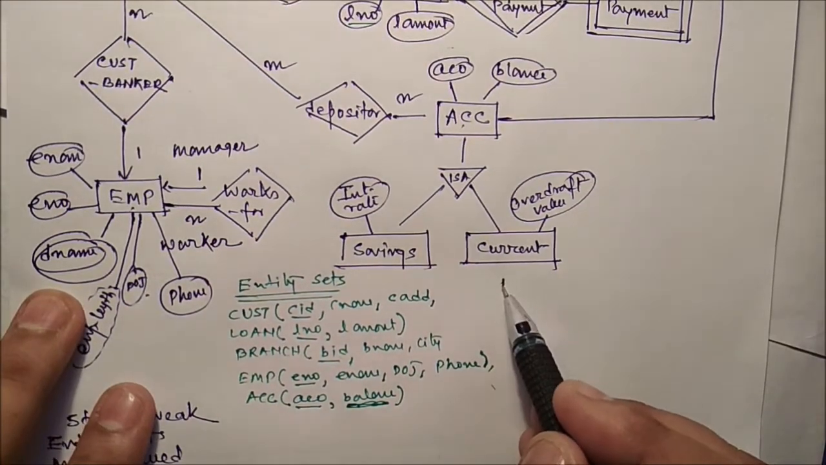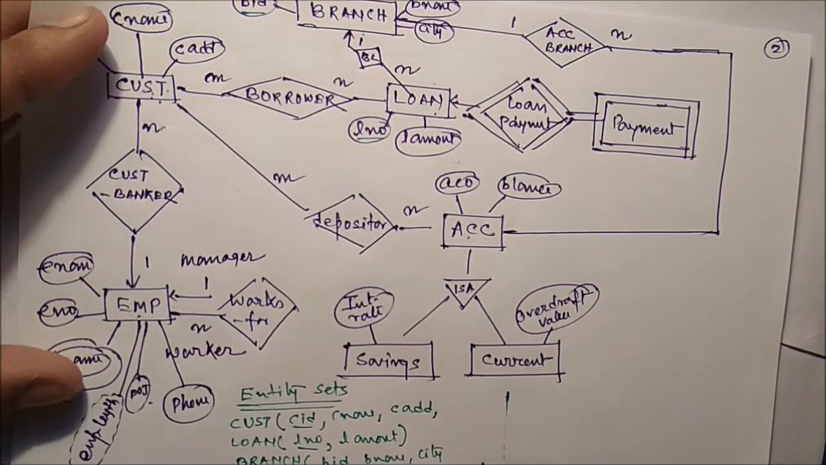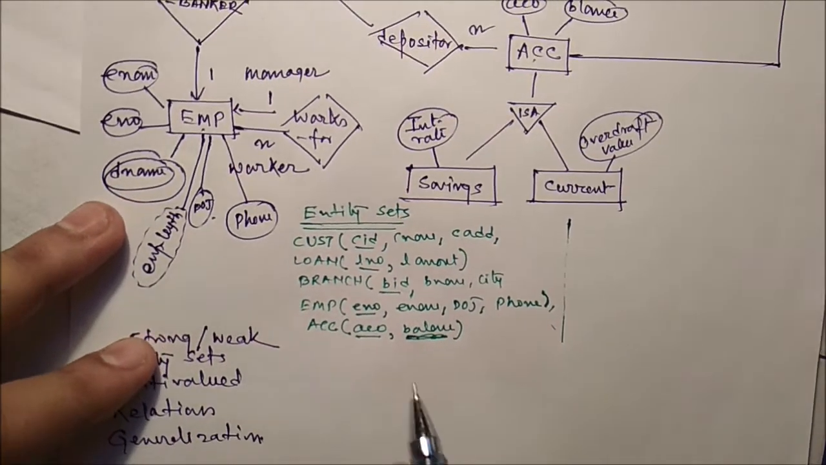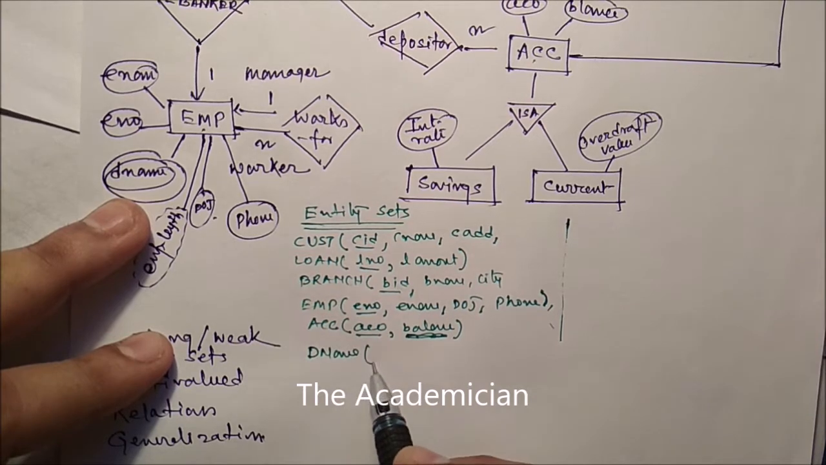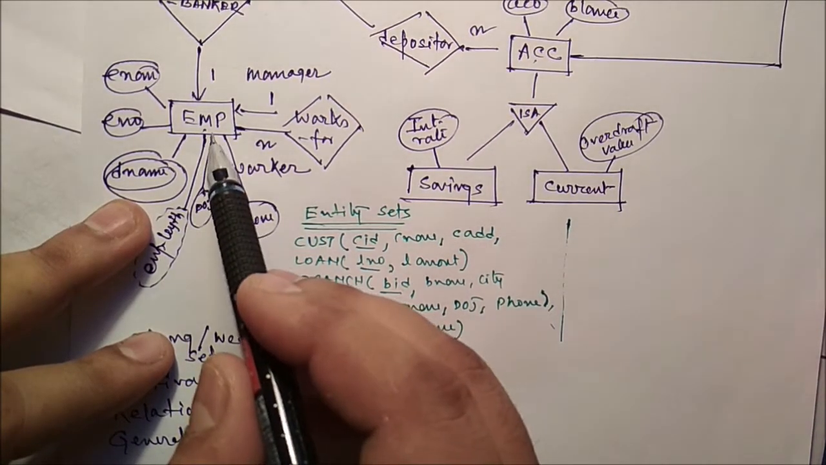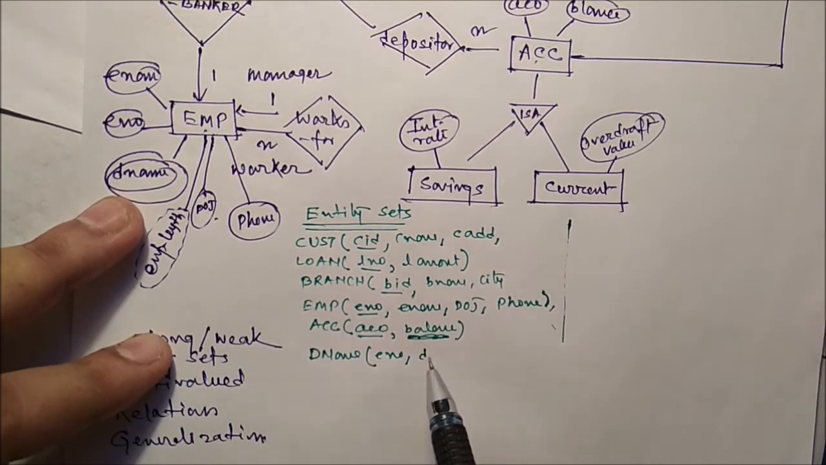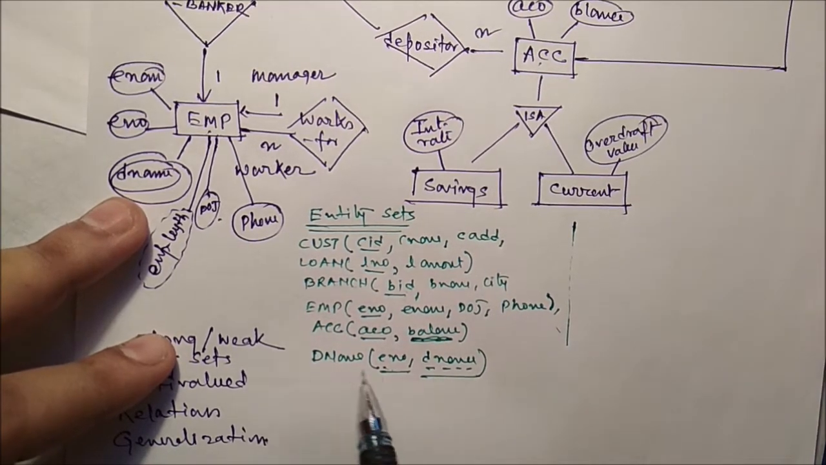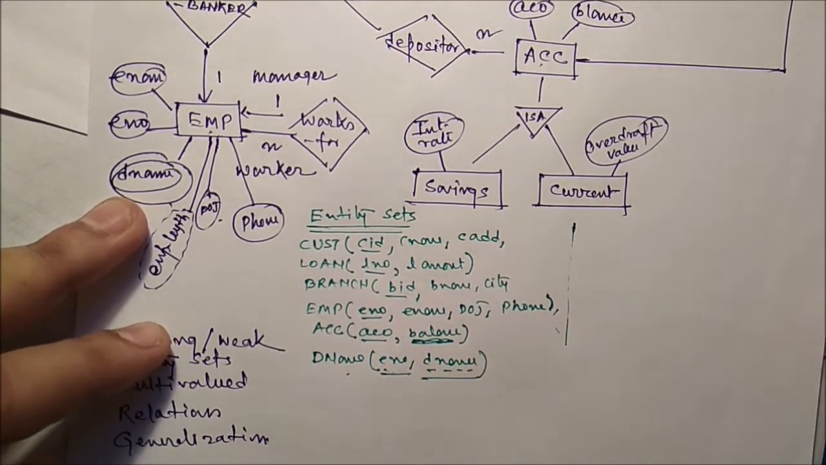Next we discuss composite attributes and multivalued attributes. There is no composite attribute, but one multivalued attribute is there, that is dependent name. So we need another table for the dependent name. Here you have to put the primary key of the employee, that is employee number, and dependent name is a partial key. Together they form a key. So for a multivalued attribute we need another table.